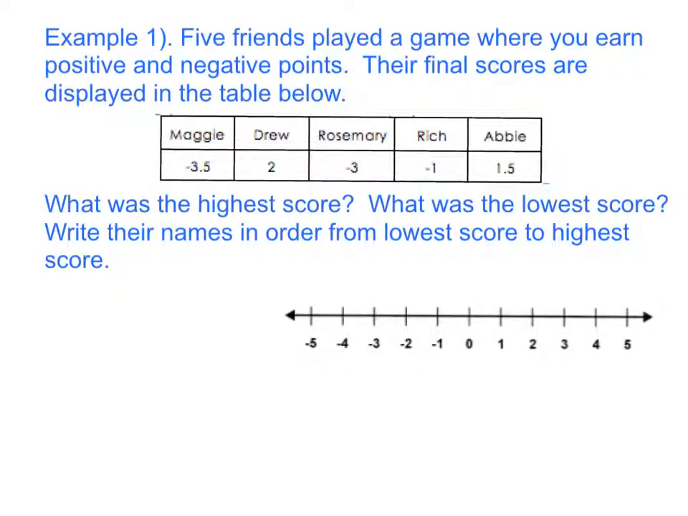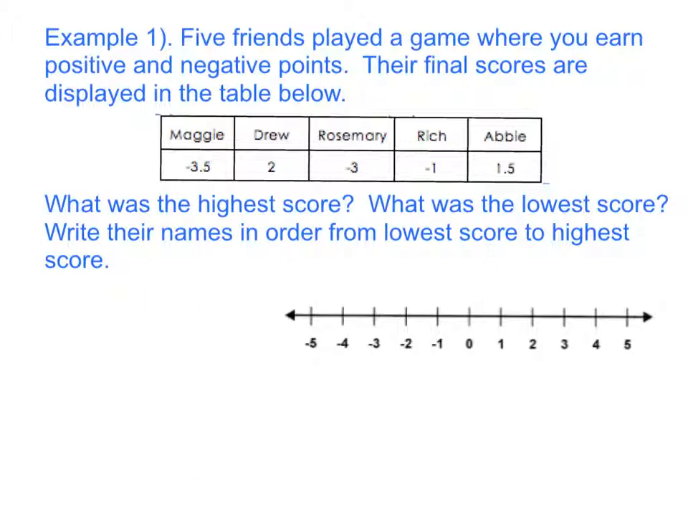Let's go ahead and do an example here. Example 1 says 5 friends played a game where you earn positive and negative points. Their final scores are displayed in the table below. What was the highest score? What was the lowest score? And then finally, write their names in order from lowest score to highest score. What I'm going to do is graph each of these people on the number line, and I'm going to use that to help me answer these questions.